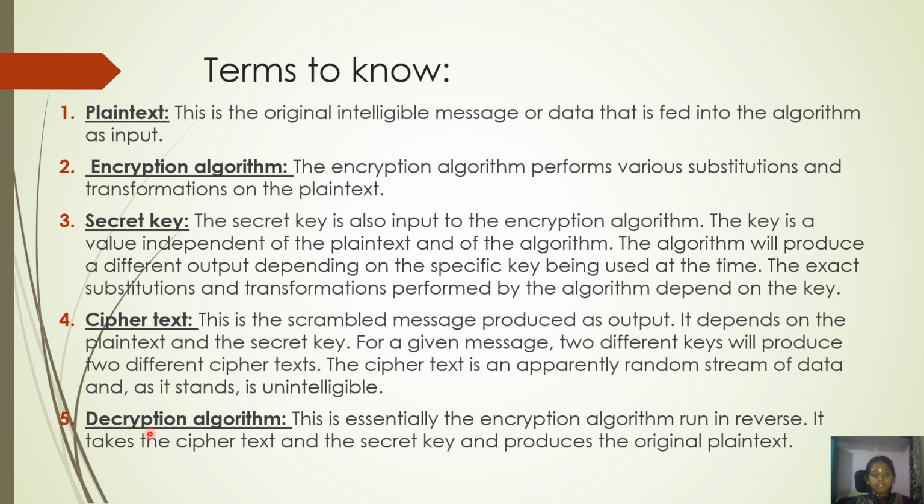Next we have decryption algorithm. This is essentially the encryption algorithm run in reverse. It takes the ciphertext and the secret key and produces the original plain text.